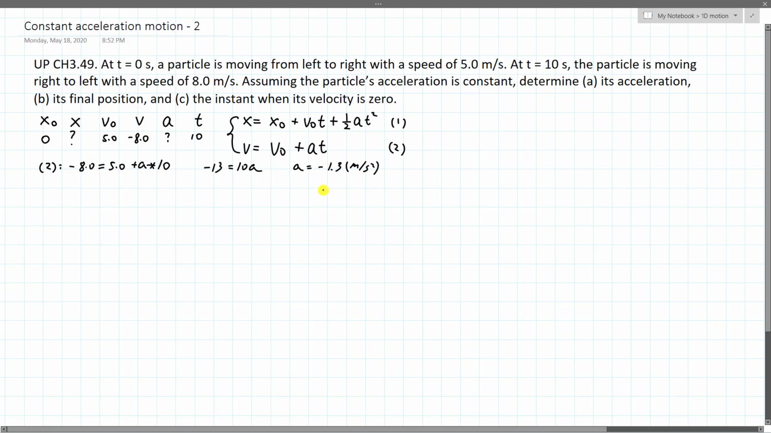Okay, so now we have the acceleration. We can plug it into the first equation. So equation 1: x equals initial x, which is 0, plus initial velocity 5 times time 10, plus 1/2, which is 0.5, times a, which is minus 1.3, times t squared, which is 10 squared. So 0, plus 50, plus minus 1.3 times 100, that's 130, half of that is 65. So we have a final position at 10 seconds of minus 15 meters.